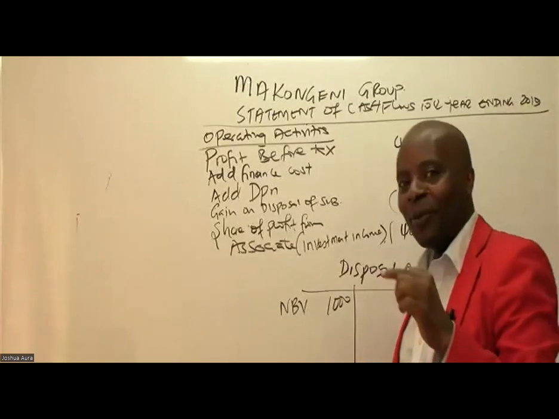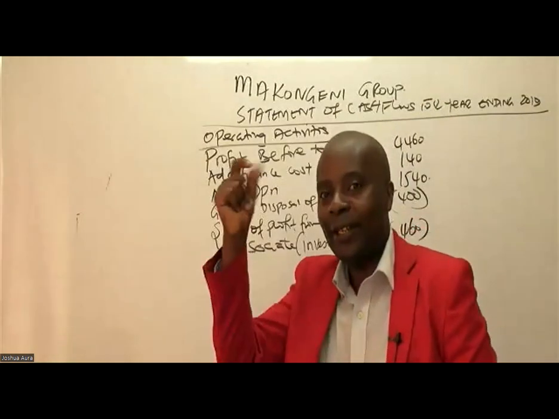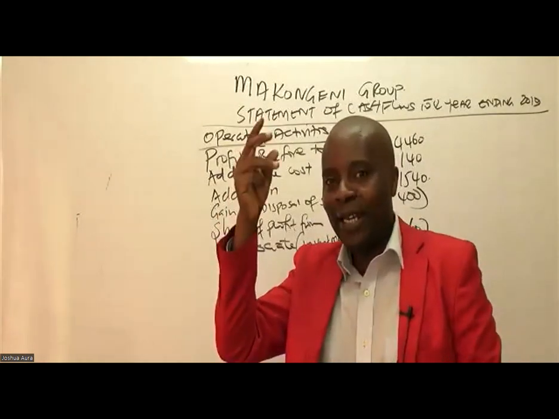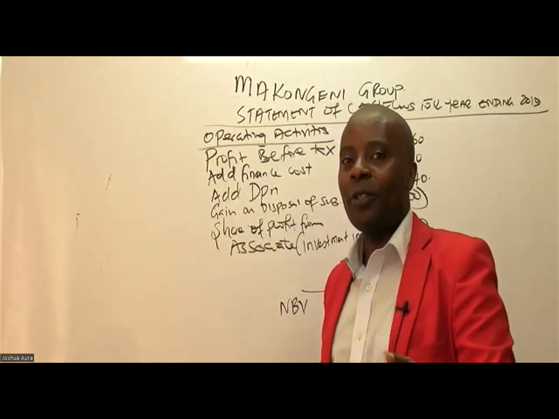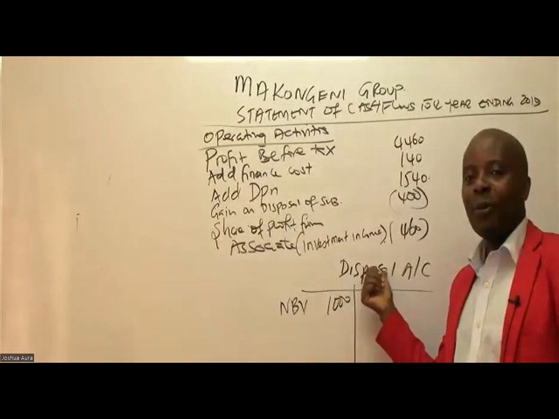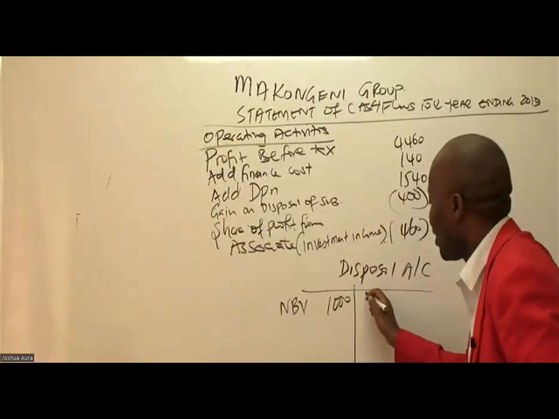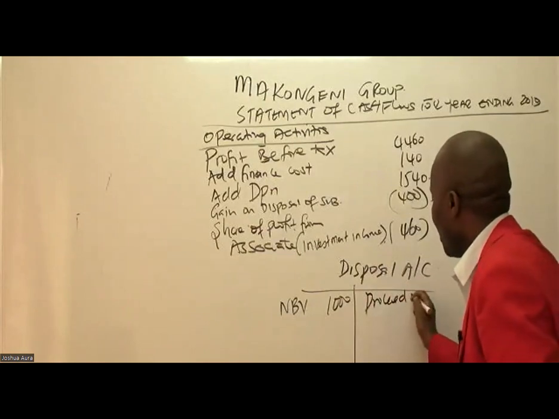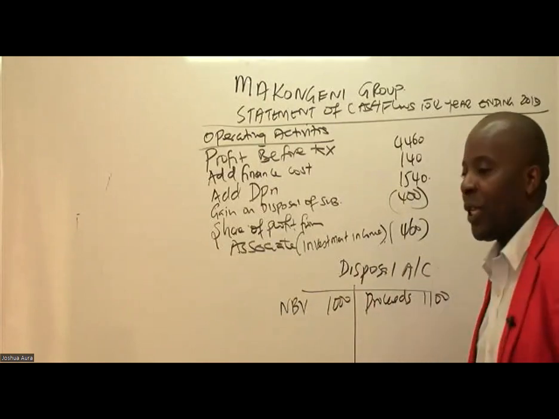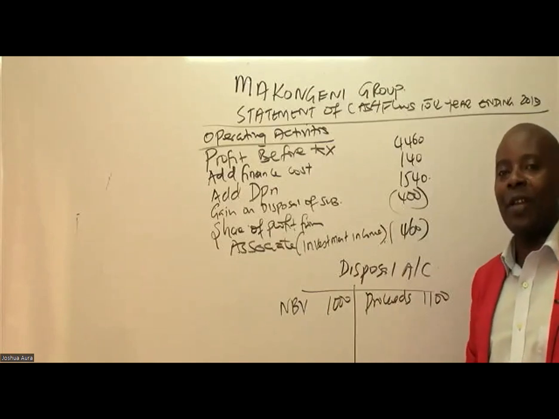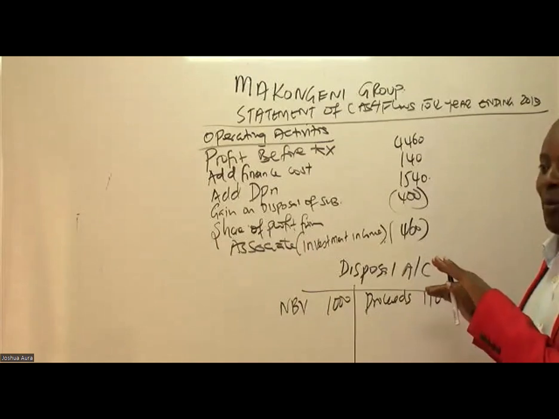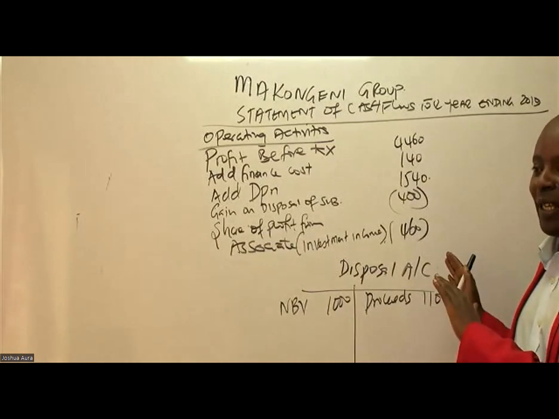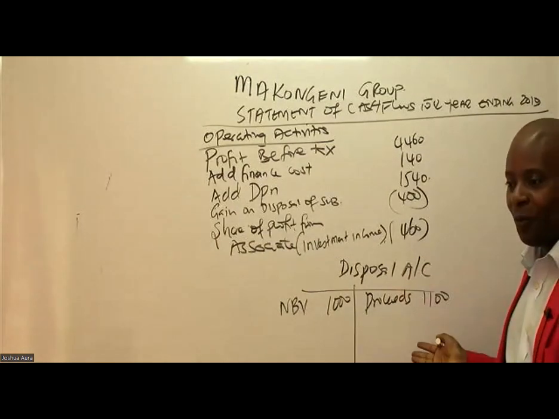Remember, when I dispose of this asset, what am I going to get? Money, isn't it? When I get this money, I debit the bank account, and then I credit where? Disposals account. So the proceeds, they're telling us in this case, were 1,100. So when you weigh this, is it going to be a profitable venture or a loss-making activity? Did we realize a profit here or a loss?